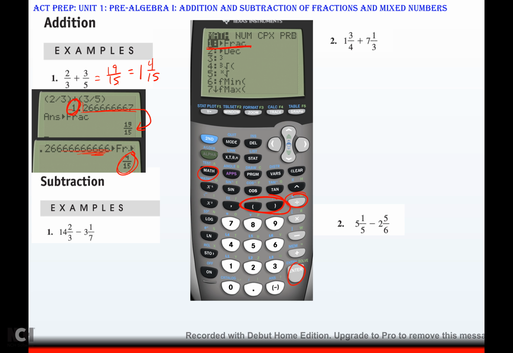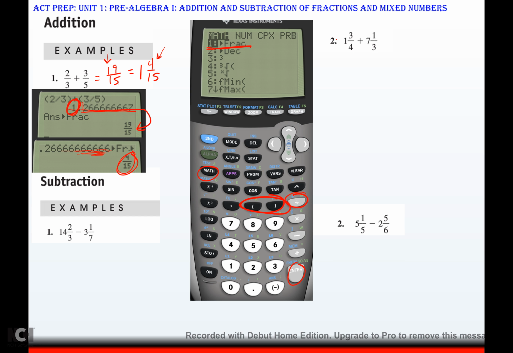So, as a decimal, my answer is 1.26 repeating. As an improper fraction, my answer would be 19/15. As a mixed number, my answer would be 1 4/15. And on the ACT, who knows? He could put any of those 3 answers on there. So you've got to be ready to convert them to whatever form they want.